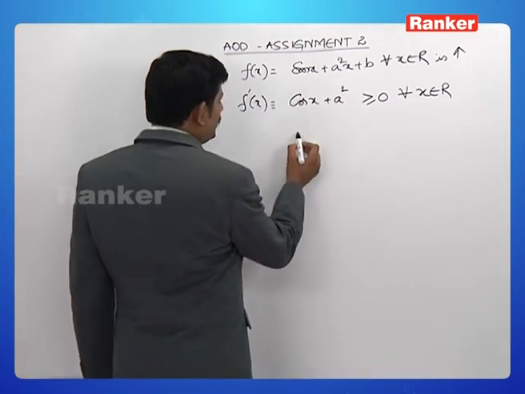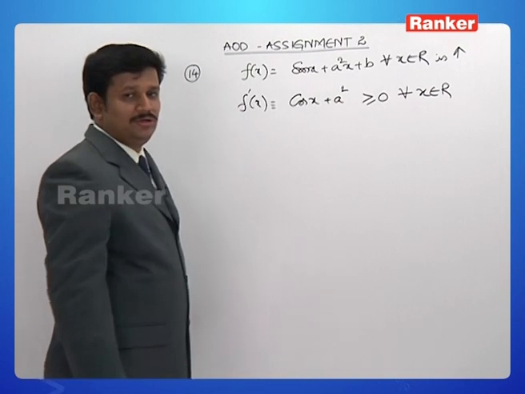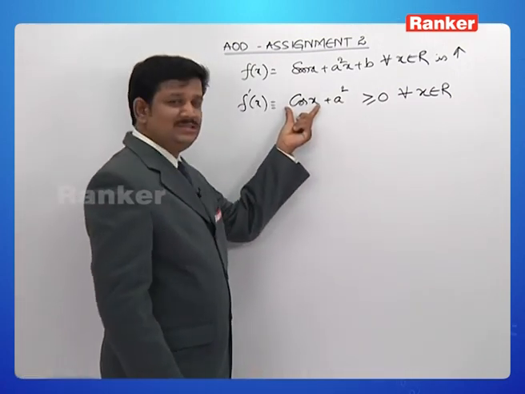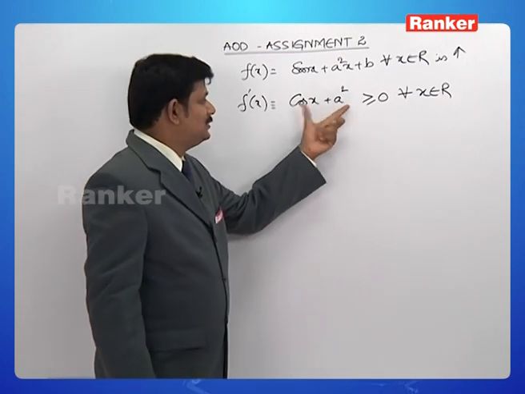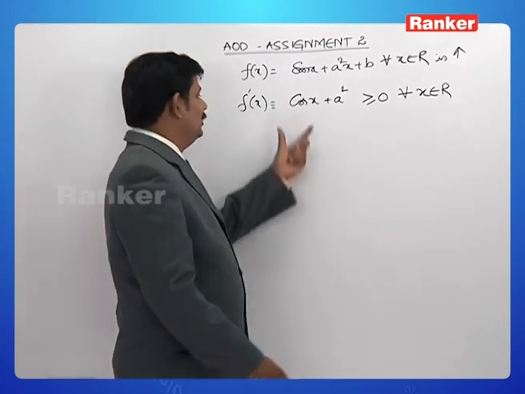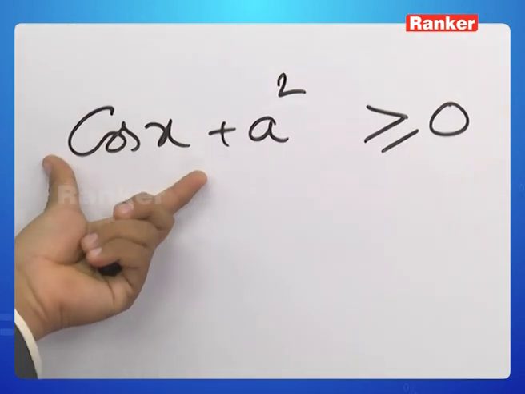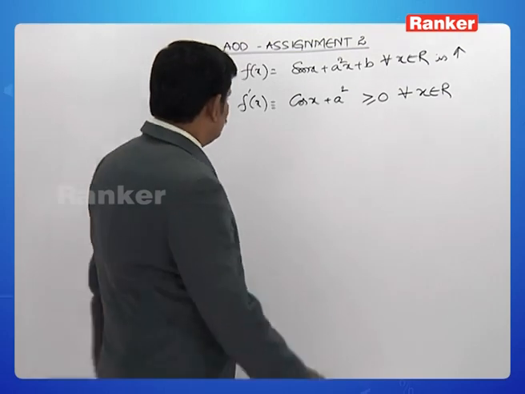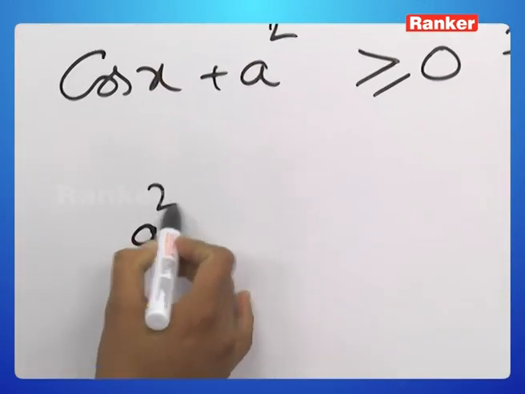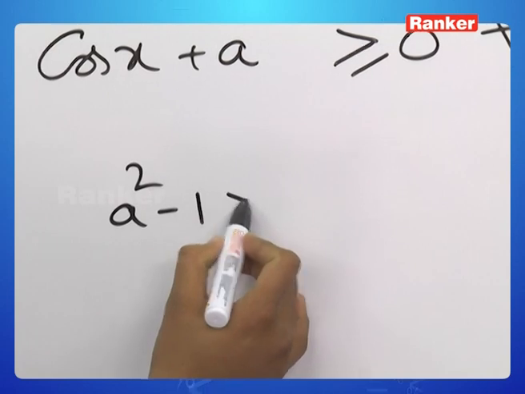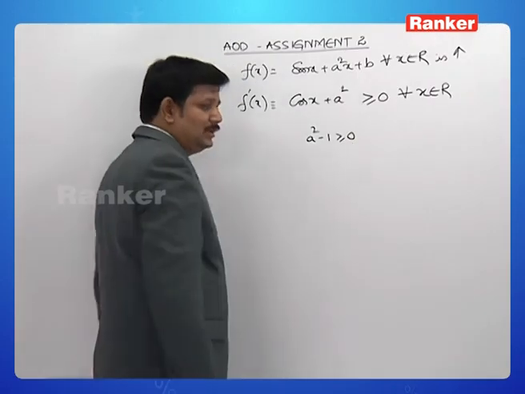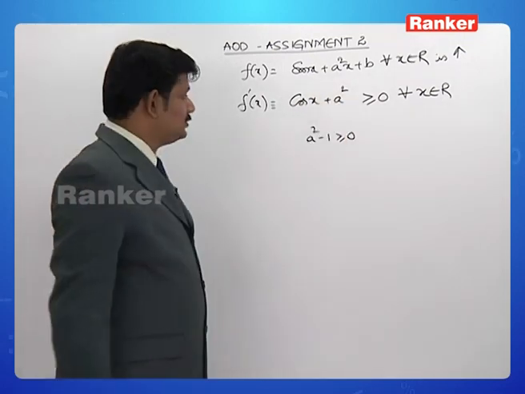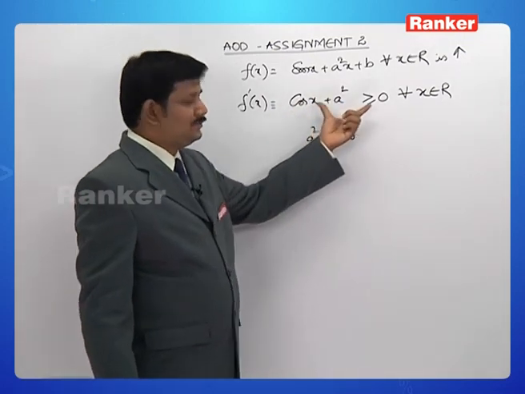Now if we want cos x plus a square to be greater than or equal to 0 for all x belonging to R, even for the least value of cos x, this expression should be greater than or equal to 0. So even when cos x is minus 1, that is a square minus 1 should also be greater than or equal to 0. Once this is true, for every other value of cos x, automatically the expression will be positive.